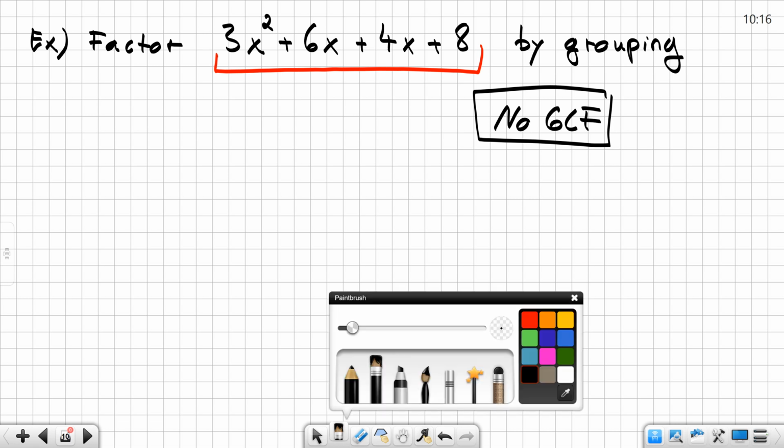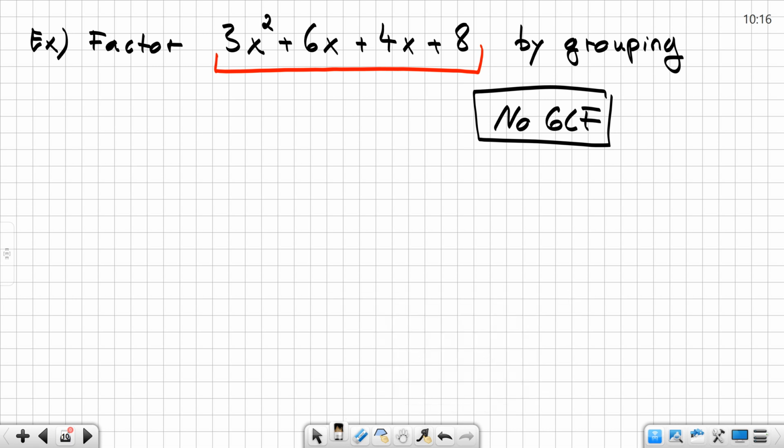Now here's the thing. If I want to factor something that has exactly 4 terms, I can do the following. I can pretend that these are 2 problems. And I am writing them down as such. I am only looking at 3x squared plus 6x. This will be my first problem. And back here, 4x plus 8. I am grouping that into 2 problems.